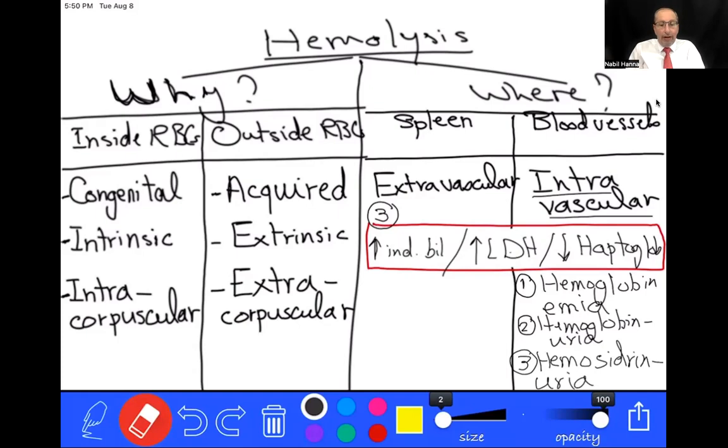So what are the biochemical markers of extravascular hemolysis? Three. Elevated bilirubin, elevated LDH, low haptoglobin. What are the biochemical markers of intravascular hemolysis? Six. The common three, elevated indirect bilirubin, elevated LDH, low haptoglobin, and in addition to this, we have hemoglobinemia, hemoglobinuria, and hemosiderinuria. Now let's get back to the question, why does hemolysis occur, or what are the causes of hemolysis?